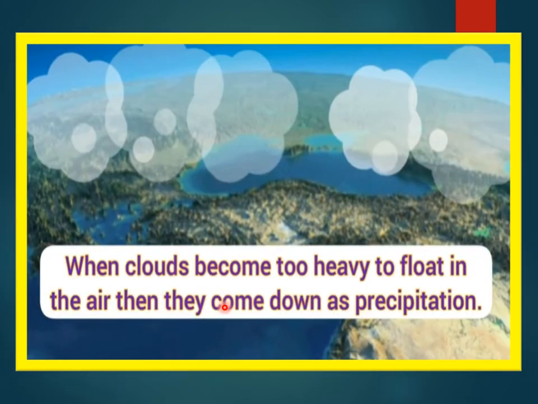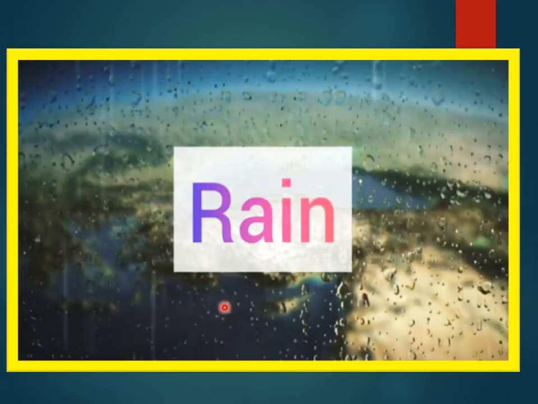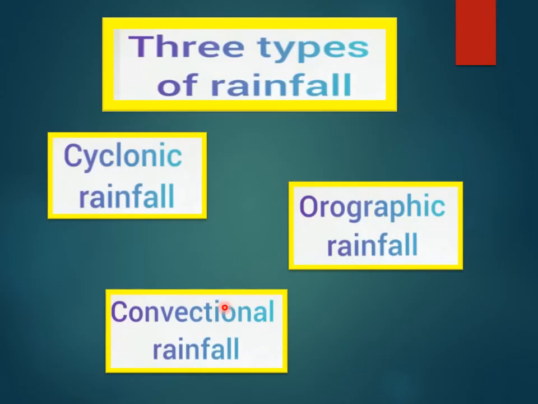Now when these clouds which are carrying droplets of water become too heavy to float in the air, they come down as precipitation. The liquid form of precipitation is when water vapor changes into water droplets and then comes down as liquid, which is called rain. Children, there are three types of rainfall. Now, which are the rainfall? There's cyclonic rainfall, orographic rainfall, and convectional rainfall.